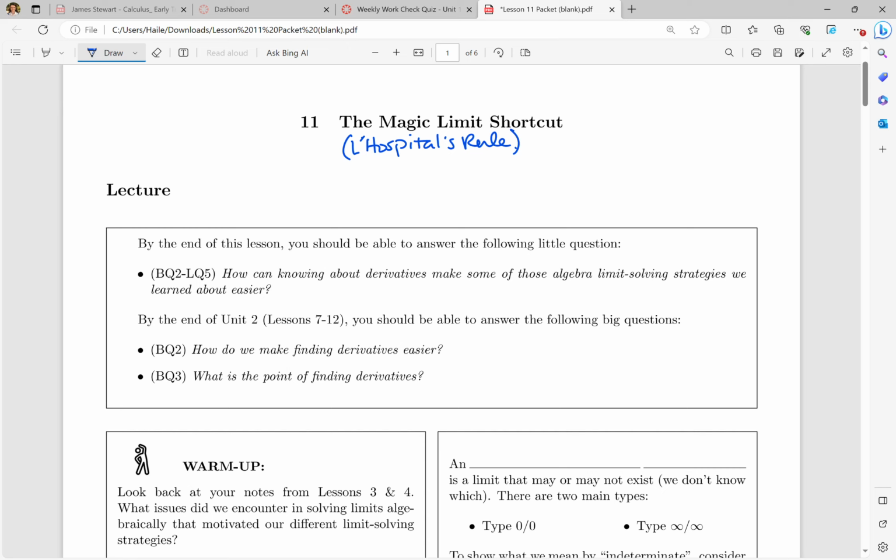And just as a reminder, by the end of Unit 2, so we're almost done, Lesson 12 will be the last lesson in Unit 2. You should be able to answer the following big questions, or at least begin to answer them. How do we make finding derivatives easier, and what is the point of finding derivatives?